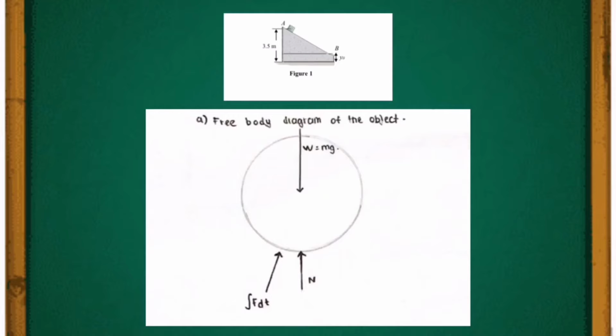In part 1, we use a ball. That's why our FBD is a circle. The weight is going downward, the normal force is going upward, and there is another force on the left side.